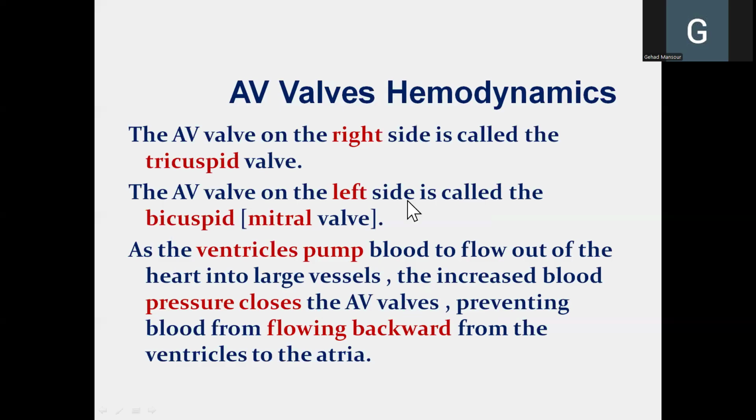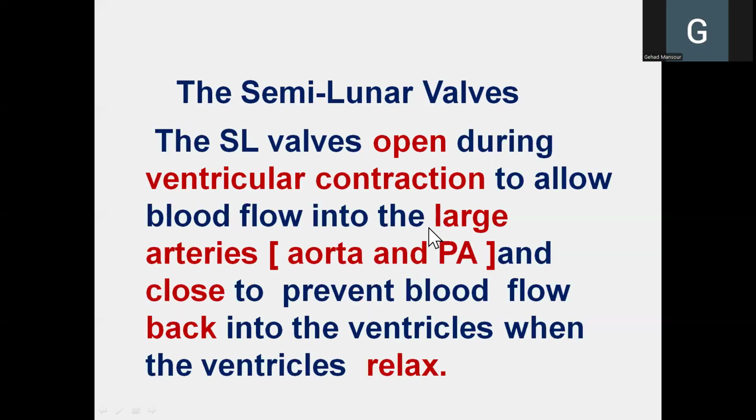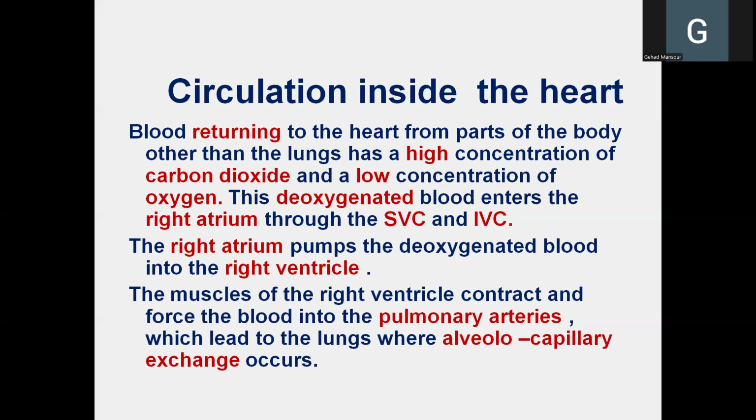We have explained the content of that slide in the previous explanation, as well as the one on the semilunar valves. Now, we have also mentioned before that all blood returning to the heart from different parts of the body carries deoxygenated blood. What is deoxygenated blood? It's blood rich in carbon dioxide and poor in oxygen.